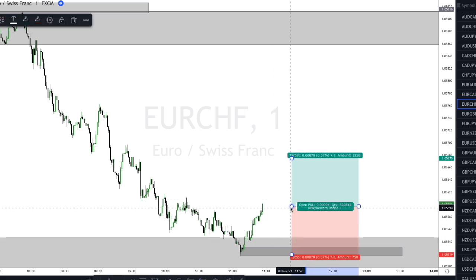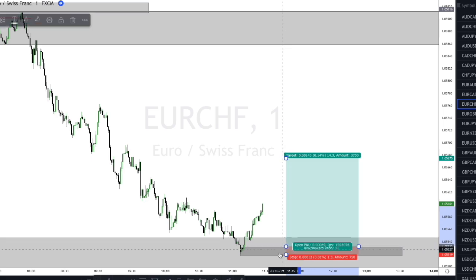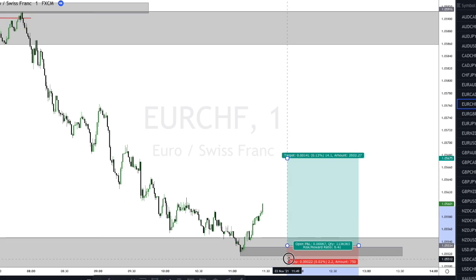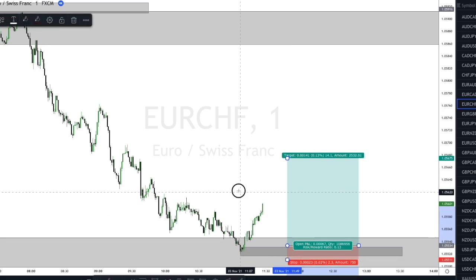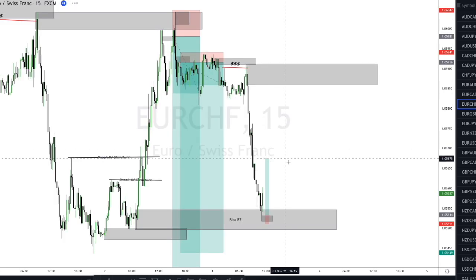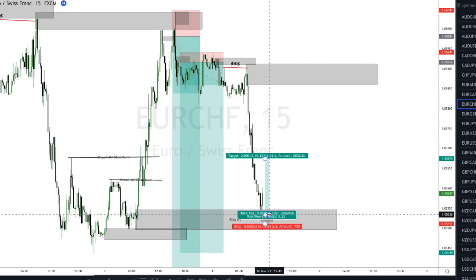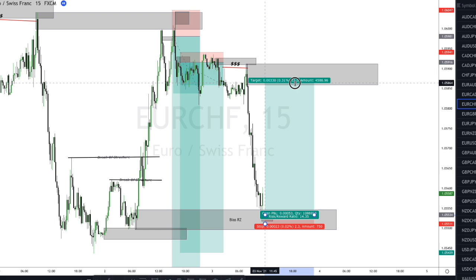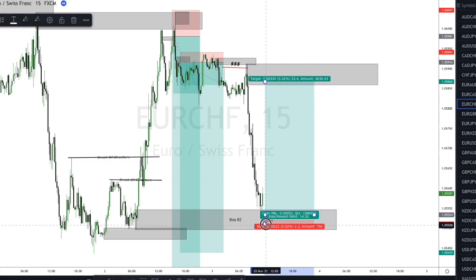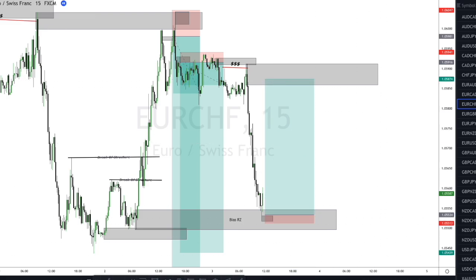So the entry was this. Or I actually put it above this, and my stop loss was just a few pips below this particular low. Let's put it at 2.5. So I was targeting this particular order block here. That's actually what I was targeting, and it gives me 1 to 16 risk reward ratio. Let's see how this actually plays out.